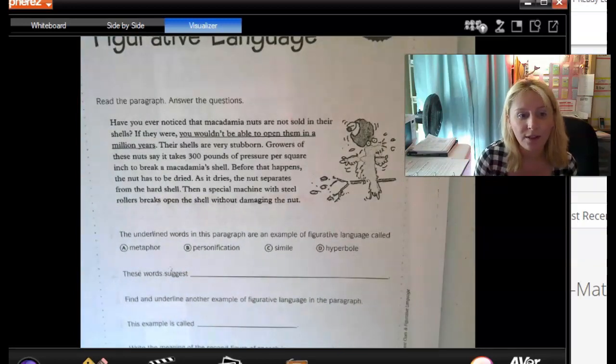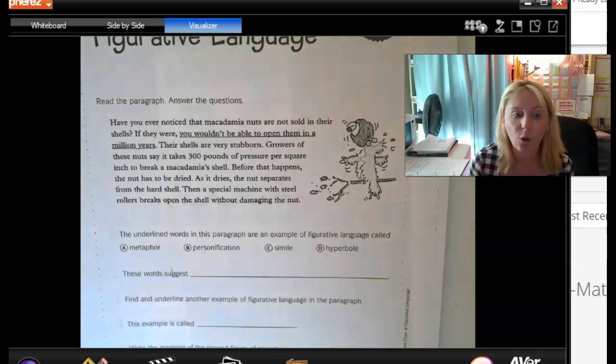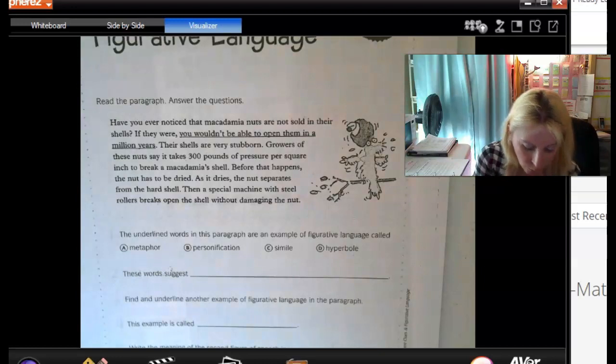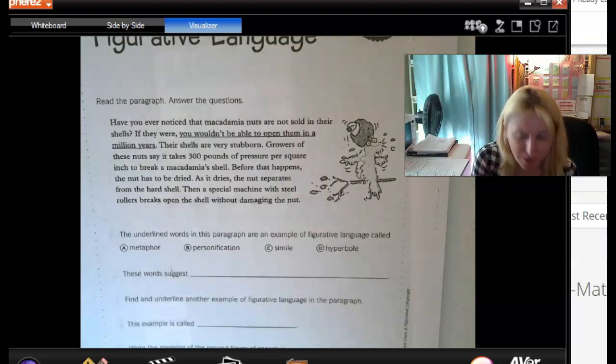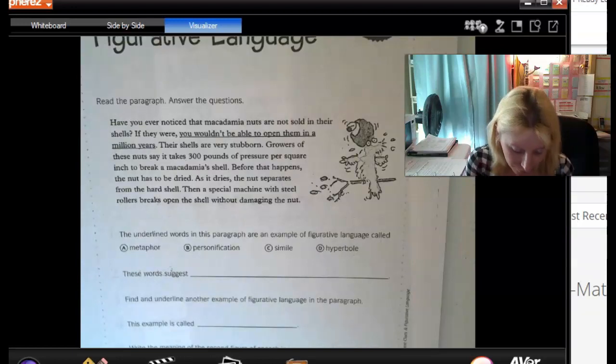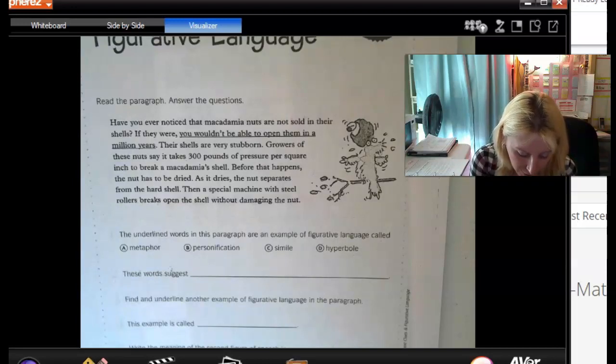Have you ever noticed that macadamia nuts are not sold in their shells? If they were, you wouldn't be able to open them in a million years. Their shells are very stubborn. Growers of these nuts say it takes 300 pounds of pressure per square inch to break a macadamia shell. Before that happens, the nut has to be dried. As it dries, the nut separates from the hard shell. Then a special machine with steel rollers breaks open the shell without damaging the nut.